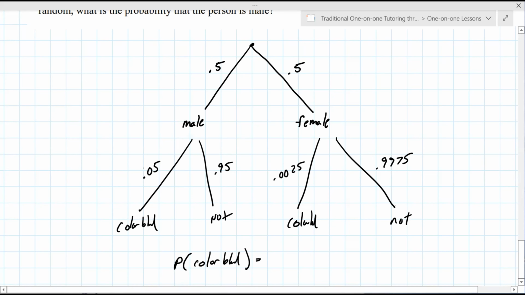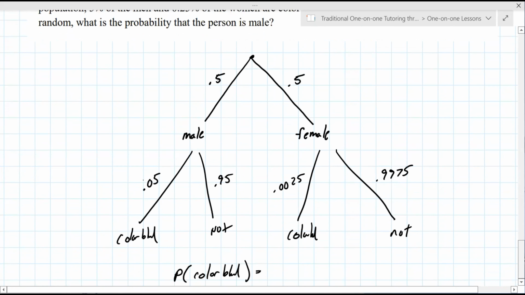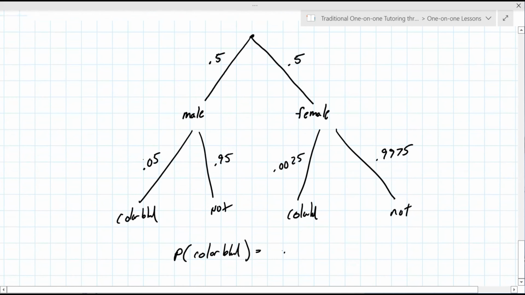Okay, but this question is more sophisticated. Let's go back and look at it. If a colorblind person is chosen at random, what is the probability that the person is male? So there's a couple of ways to do this, but I just jumped to, we literally do need to know the probability that someone is colorblind. So that's the 0.5 times the 0.05 plus the 0.5 times the 0.0025.